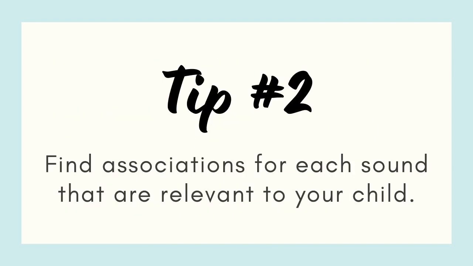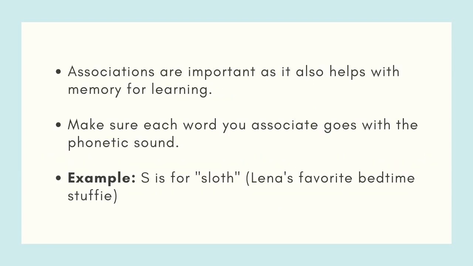Tip number 2, you'll want to find associations for each sound that are relevant to your child. This one is important because it also helps with the memory for learning. Make sure each word you associate goes with the phonetic sound. So for instance, S is sloth for Lena because it's one of Lena's favorite bedtime stuffies. So I would say S is for sloth.